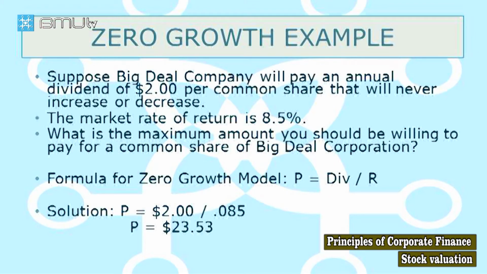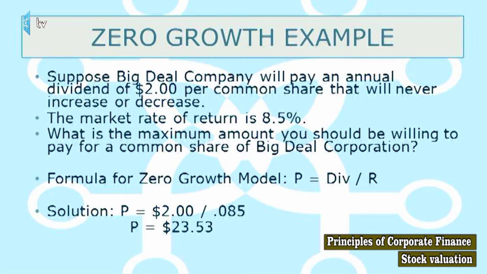Suppose we have an example. Suppose Big Deal company will pay an annual dividend of $2 per common share that will never increase or decrease. It means that it will remain fixed, constant. The market rate of return is 8.5%. What's the maximum amount you should be willing to pay for a common share of Big Deal Corporation? The maximum amount you will pay is the price. People are rational. No one will pay higher than its price.